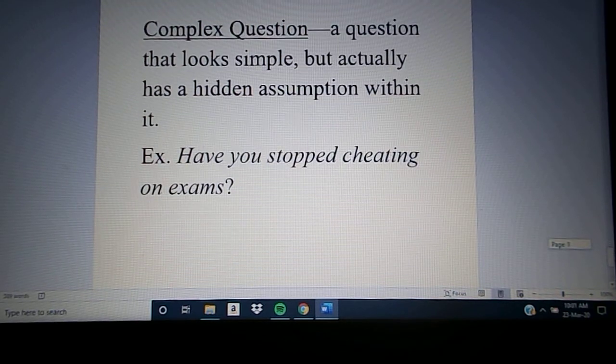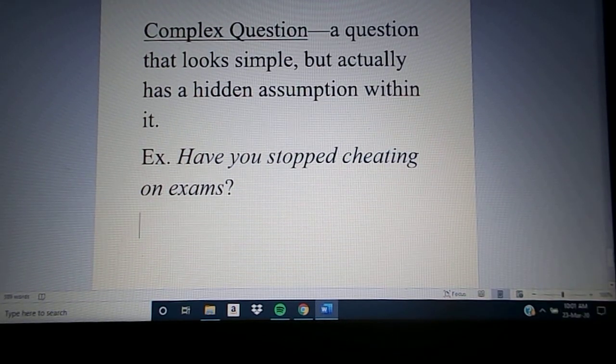The last variation that we have here is one of my favorites, and it's called the complex question. It's easy to spot because it's always taking the form of a question. But a complex question is a question that looks simple, but actually has a hidden assumption within it. On the surface, the complex question is going to look like a straightforward question requiring a singular answer. But when we look at it more closely, we find that there is a hidden assumption lurking behind that question.